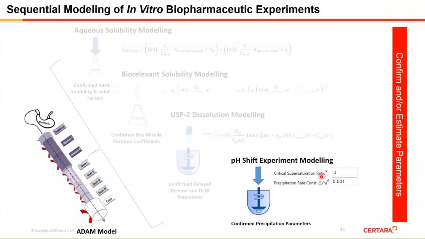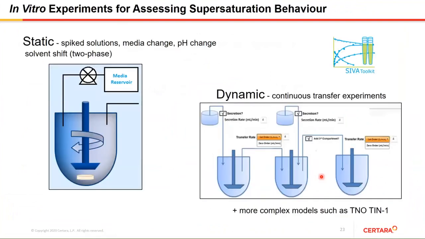Okay, so once we had a bit of understanding about our in vitro dissolution, we moved on to the pH shift experiments. These are usually the experiments which are done in the literature. This is a static experiment. You have a gastric media, and then you add concentrated intestinal fluid. You immediately change the conditions and the drug precipitates. But this is quite certain.